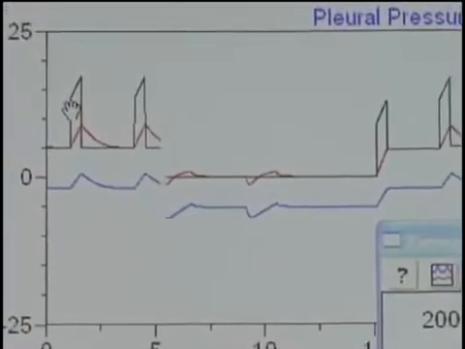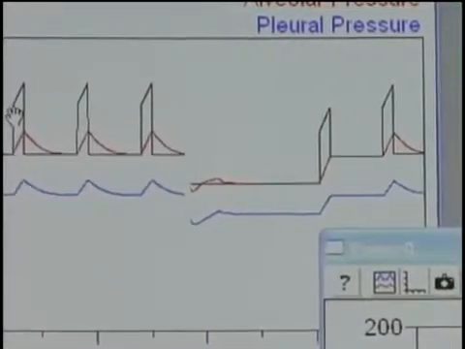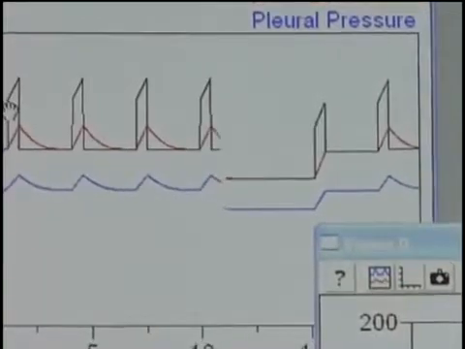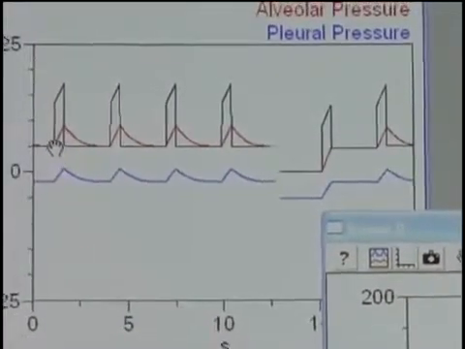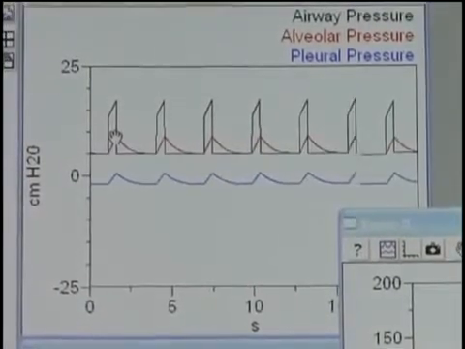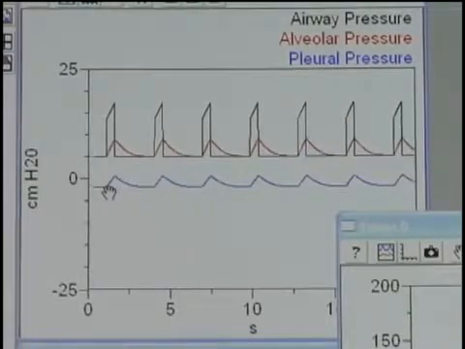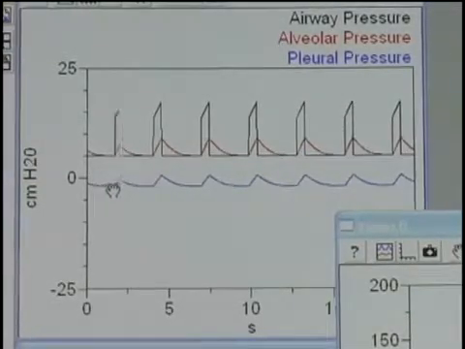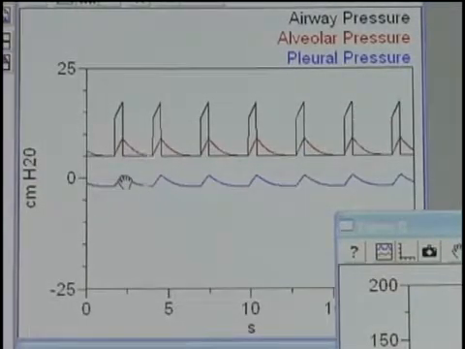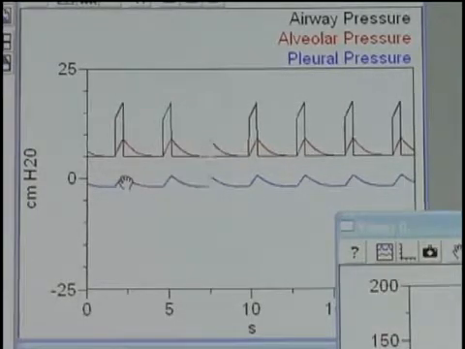That's because now the ventilator is working as a pump to create pressure to push air into me, and only then does my alveolar pressure, the red line, begin to rise. And because I'm not exerting any effort anymore, my pleural pressure, the pressure in my pleural space, rises as the lungs are made bigger and push on the chest wall.